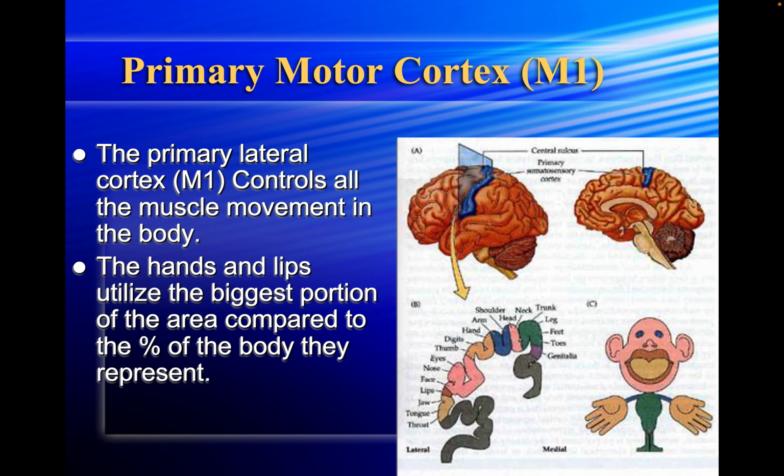The primary motor cortex, the M1, controls all the muscle movements in the body. That's it right there, that blue line. The hands and lips utilize the biggest portion of the area compared to the percent of the body that they represent. And of course, that's why I like this picture. It shows you just what are the most sensitive parts of our body. And the answer is our hands and our lips.